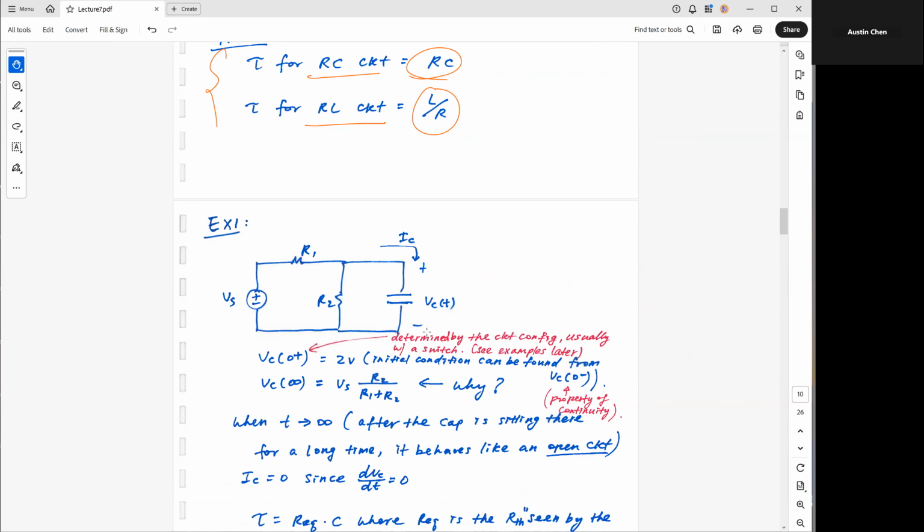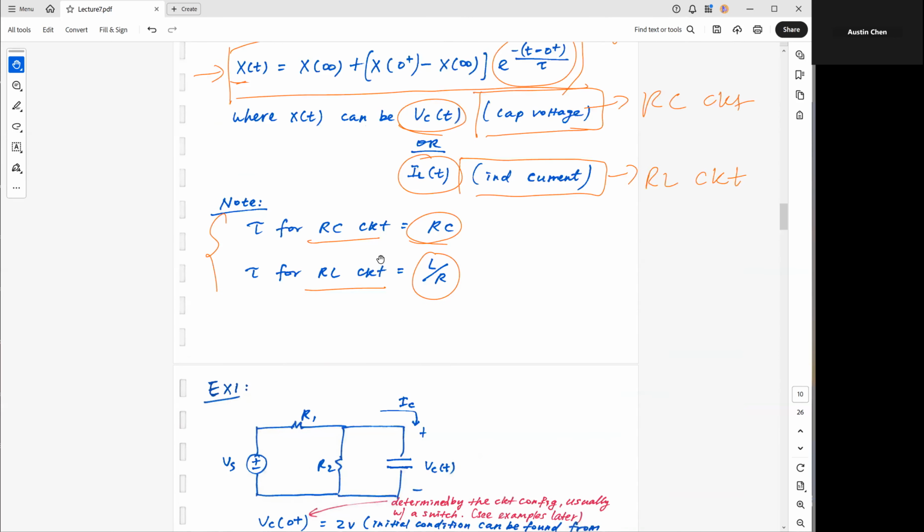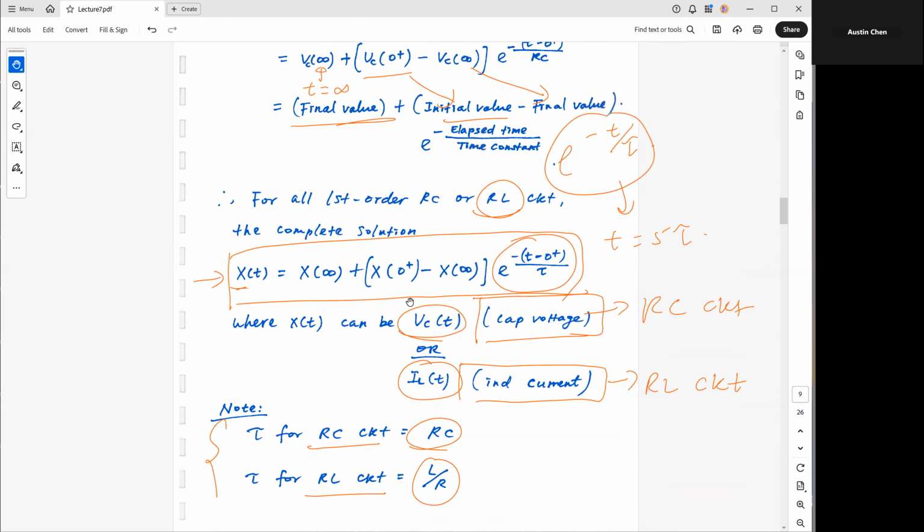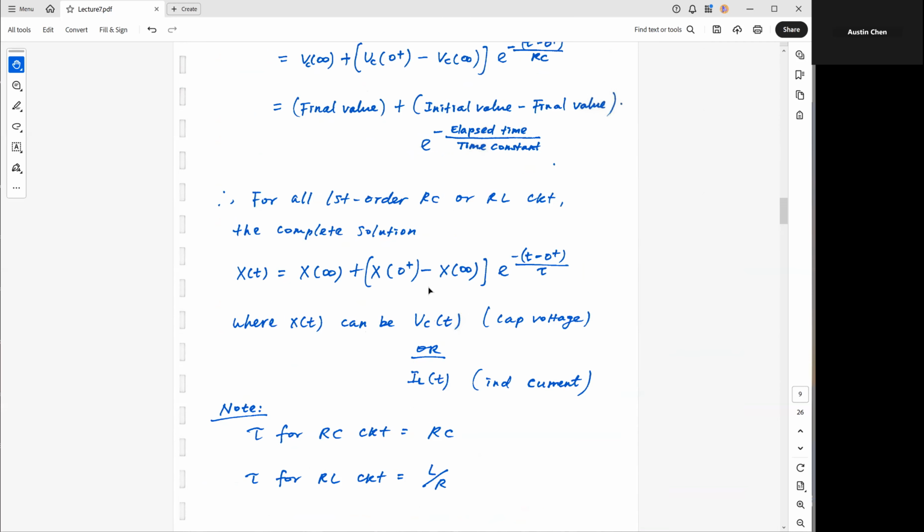Okay, so first things first, let's see. I have two resistors here, one capacitor here, and let's see what is given to us. So VC at 0 plus, okay? This is the initial condition that we need in order to complete this part of the equation, right? We know the final value, we have the initial value and the final value, but we need to fill this one out, right?